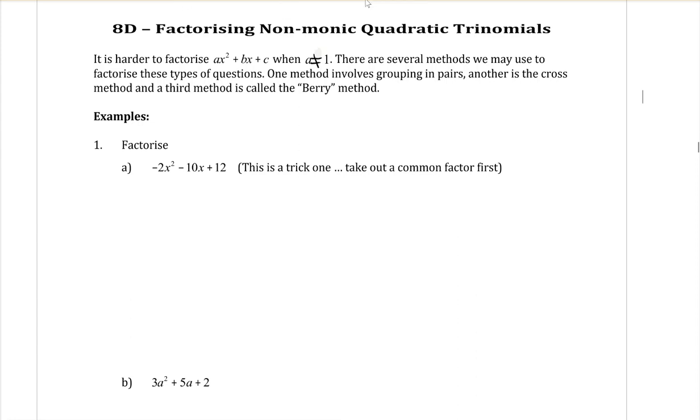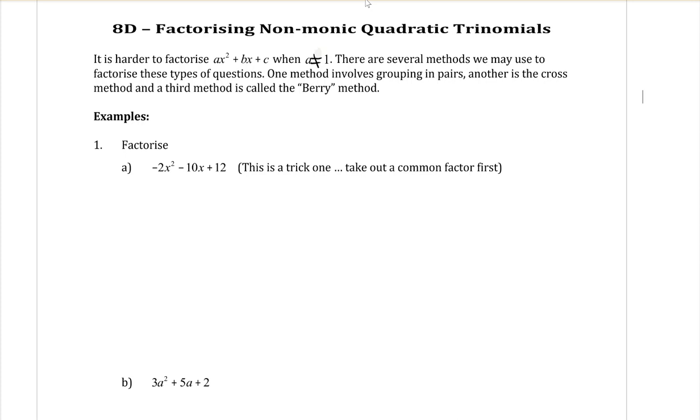Okay, so as promised, today we are doing the non-monic trinomials. If we have a quadratic that looks like this, ax squared plus bx plus c, where the a is not equal to 1. If it was equal to 1, then it would be a monic, which is what we've been doing. But we're looking at the case when there is some number other than 1 in front of our x squared. And there are a number of different processes that you could use to factorize this.